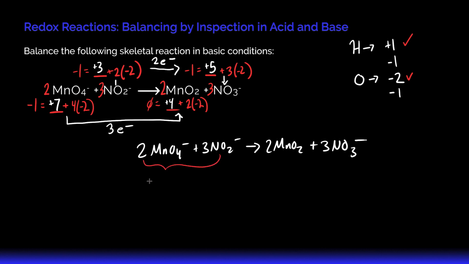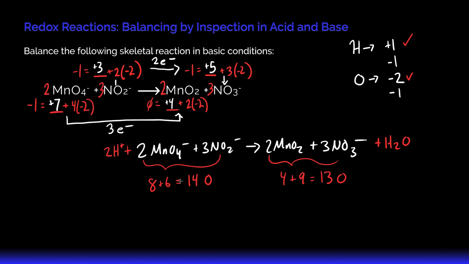So over here on the left, we have a total of 8 plus 6 oxygens, which is going to give us a total of 14. Over here on the right, we have a total of 4 plus 9 oxygens, which gives us a total of 13. What that means is we need to add 1 water here on the right. What we did here is we created an imbalance of hydrogens, and so we're going to jump over to the other side of the equation and add 2H+. And this would actually be my answer if I were dealing with acidic conditions, but I'm not. I'm dealing with basic conditions.